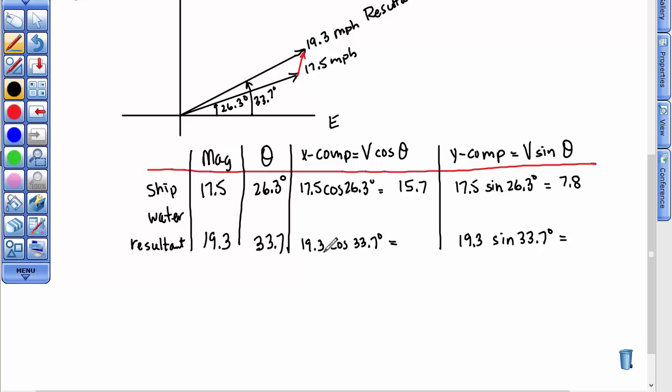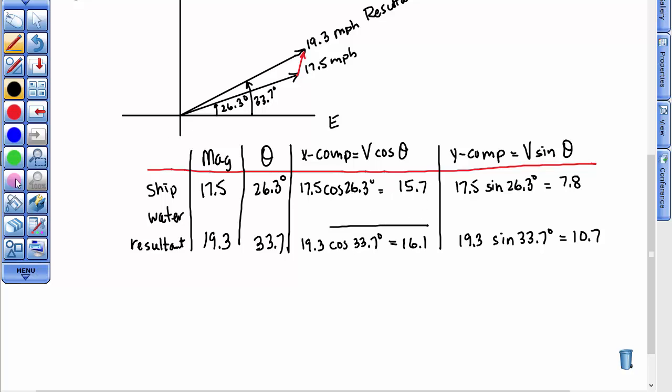But remember, the ship actually travels, because water is pushing it a little bit northerly and easterly. By taking the 19.3 times the cosine of 33.7, it's actually traveling in the x direction at 16.1 miles per hour, and in the y direction it's traveling at 10.7 miles per hour. Well, these are the resultant answers. What I want is, I want to get a number right here.